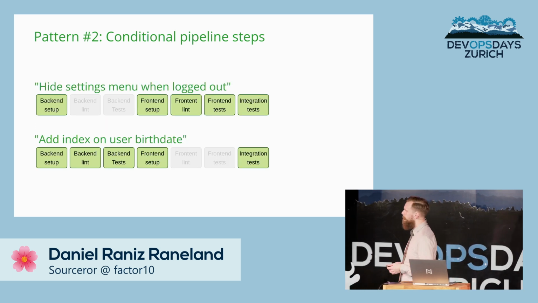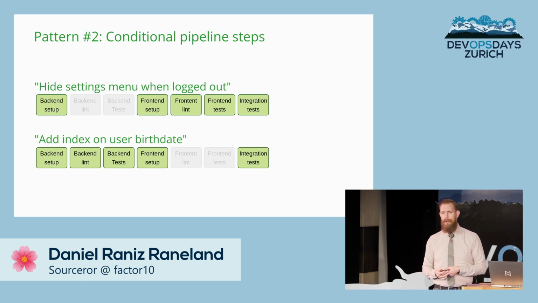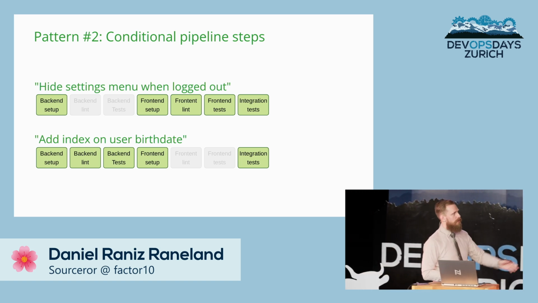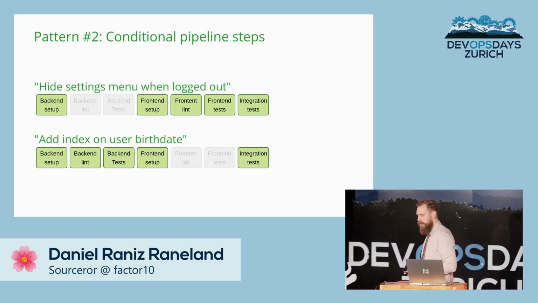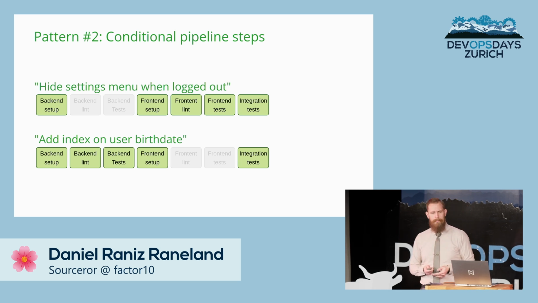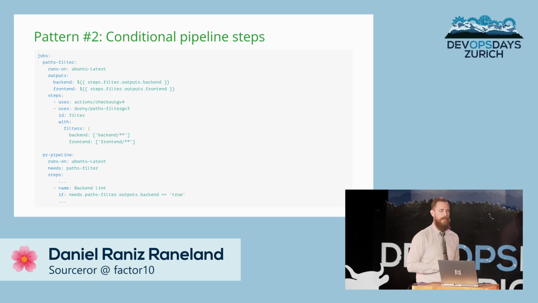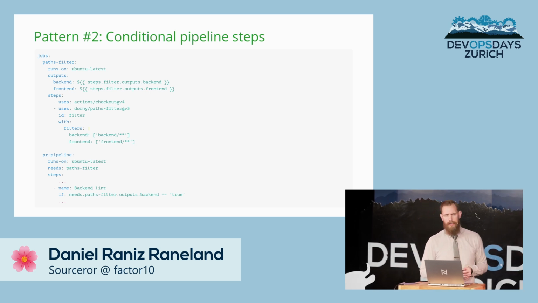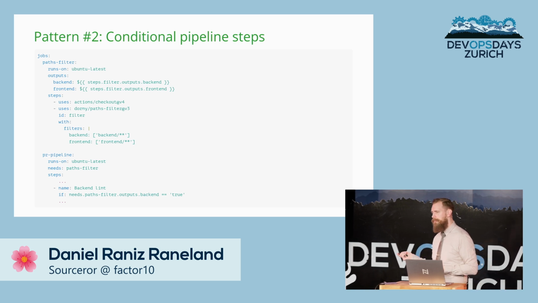But if we, for example, just change the settings menu, I'll just run the front-end part of the pipeline. And if we only change something in the database, just run the backend parts. And this saves us a lot of time. So how do we accomplish this? Well, here comes one GitHub example. This is how you do it in GitHub. This solution is similar for all other platforms.